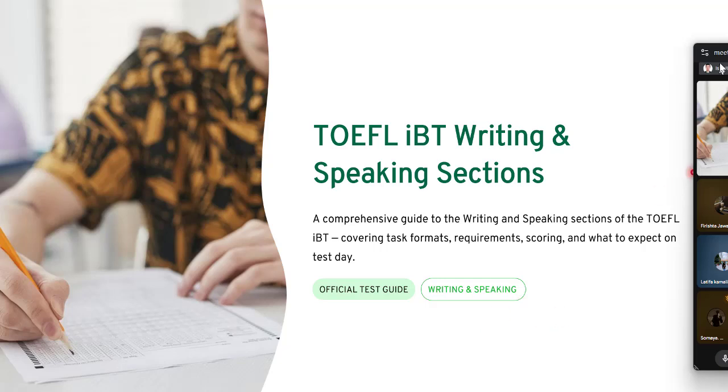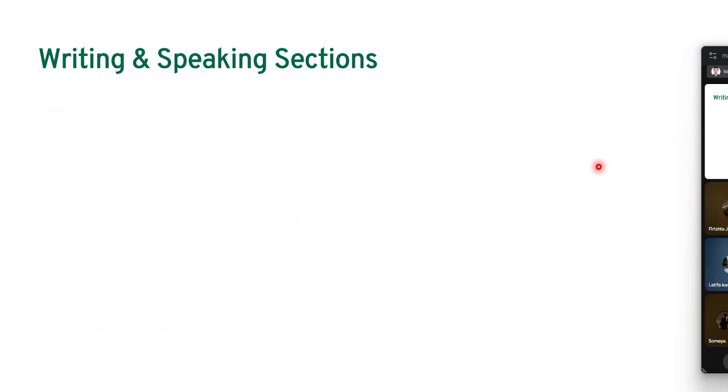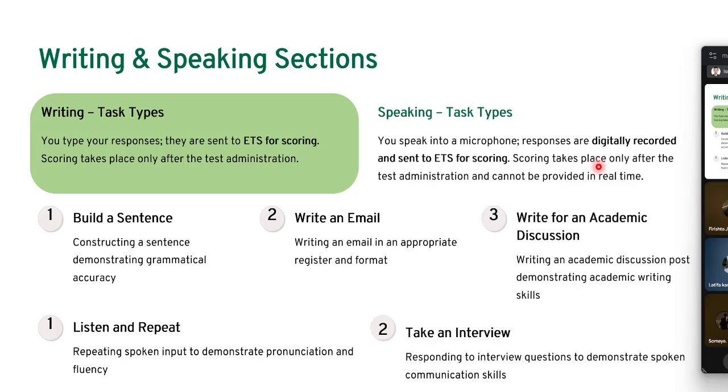We'll have a quick overview of the writing section, and then we'll go to the speaking. As we discussed last night, the writing section contains three tasks. The first one is build a sentence, second is write an email, and the third is write for an academic discussion. The speaking section will have two important task types: listen and repeat, and take an interview. These are the tasks we might face on the speaking section.